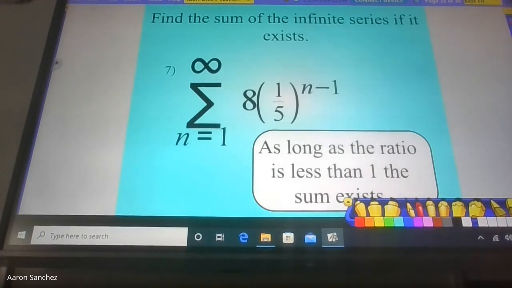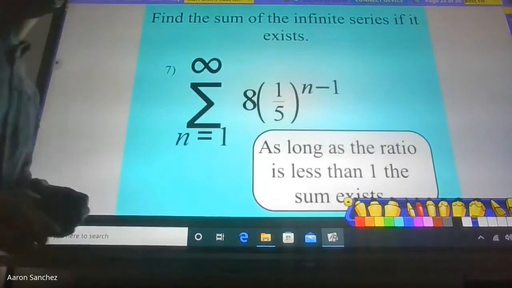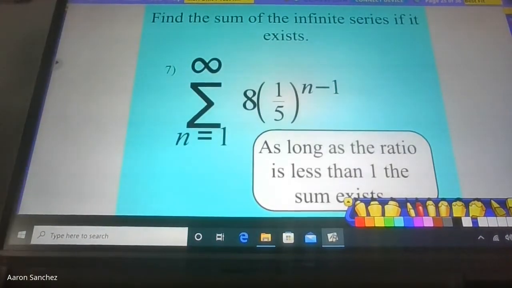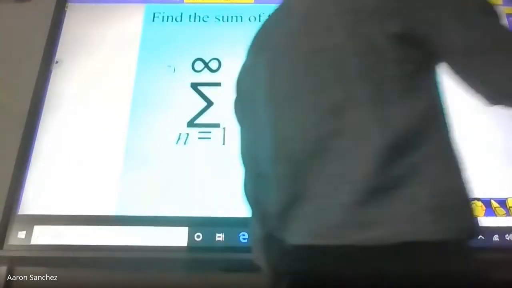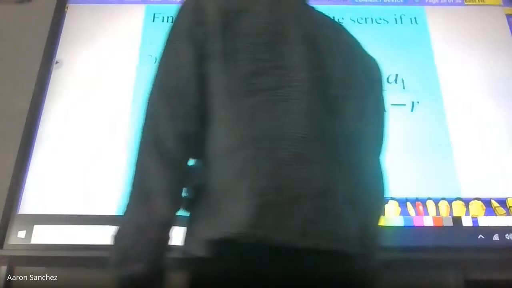What type of series is this? Geometric. Geometric, and yes, very good. It's geometric because the variable is in the exponent, and it goes to infinity. You guys remember the formula for the infinite series? This is actually an easier one. It's a sub 1 over 1 minus r. Here's the formula right here: a sub 1 over 1 minus r.